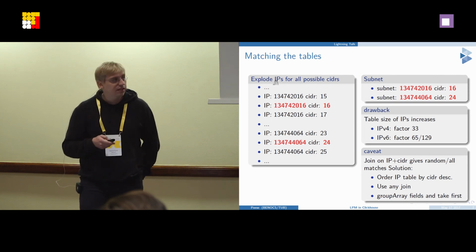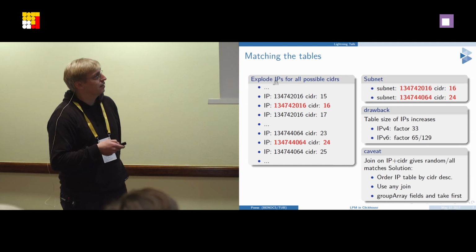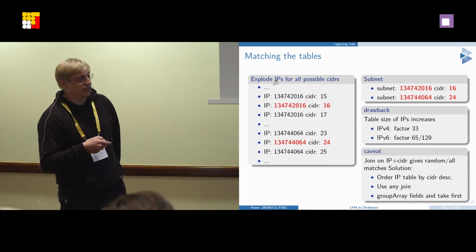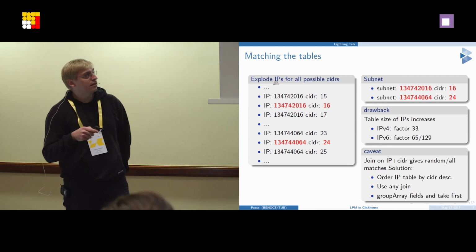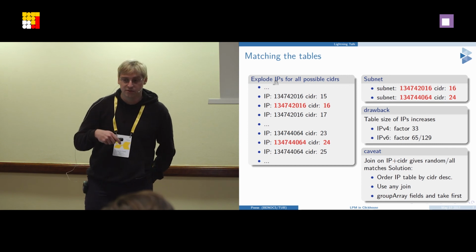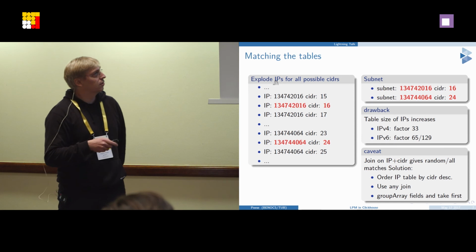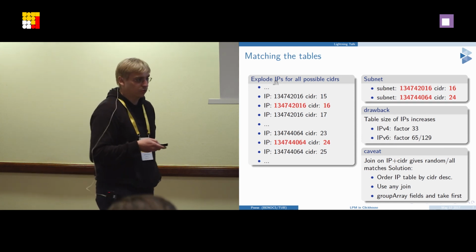There are a few more caveats to this. One of them is that even if you do an any join on this, it will return both of these entries for that IP address. So you need to sort afterwards in descending order, and then actually take the first one. Or you do this via a group array that also works.